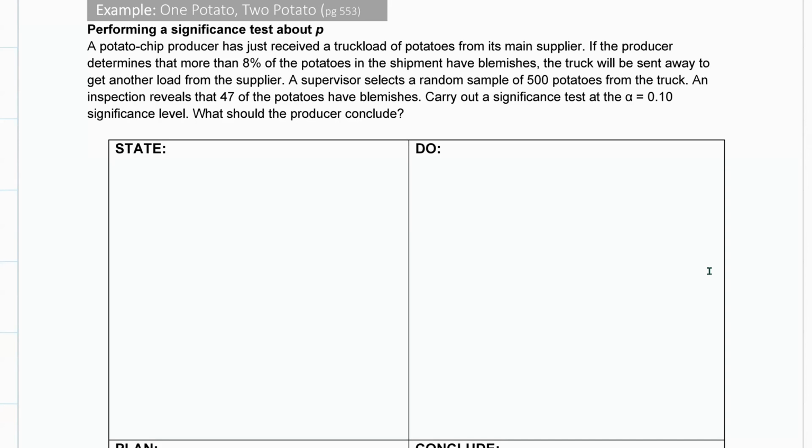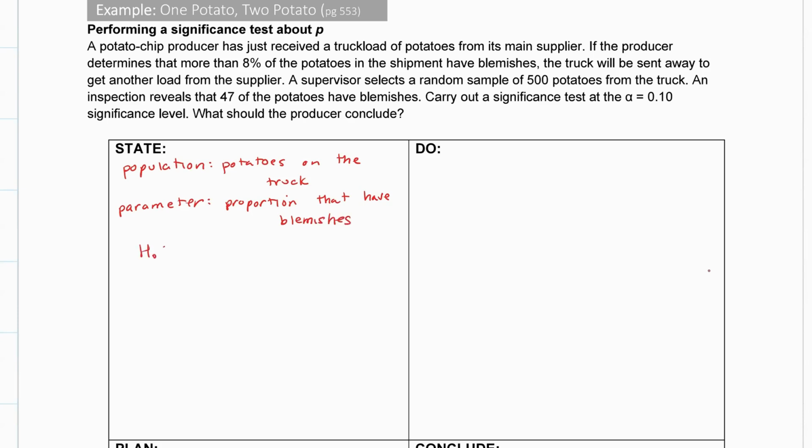So in step 1, remembering that every single one of these questions is a question about inference, we better talk about what population we're inferring onto. In this case, the population are potatoes on the truck. And the parameter that we're investigating for that population is the proportion that have blemishes.